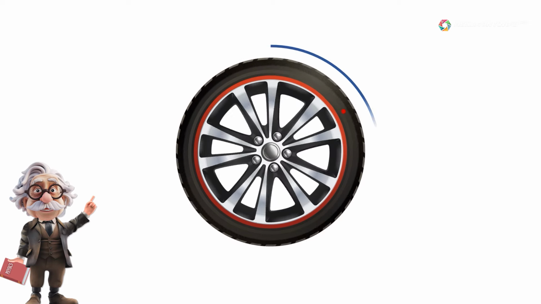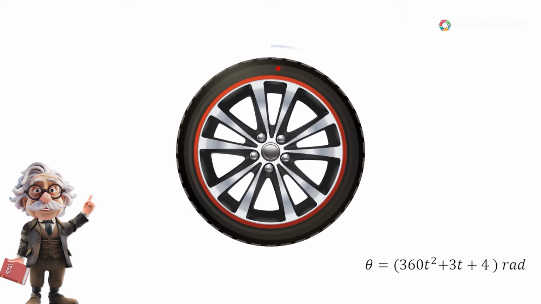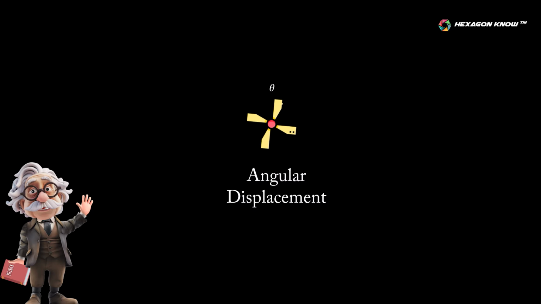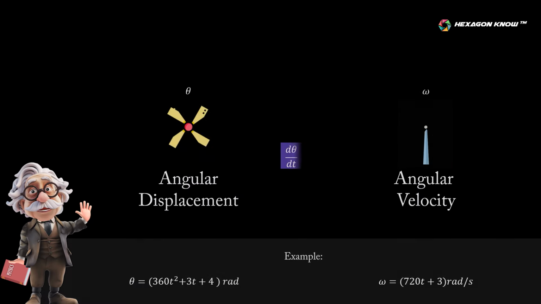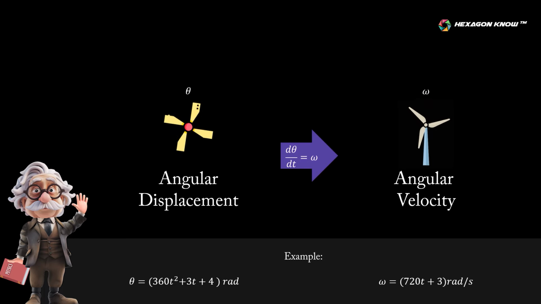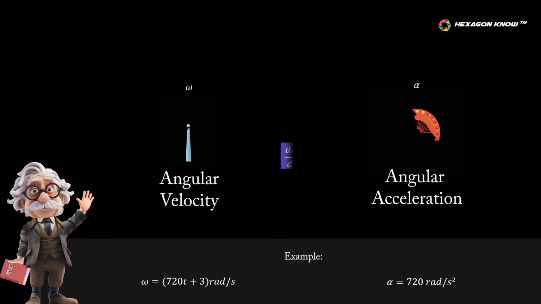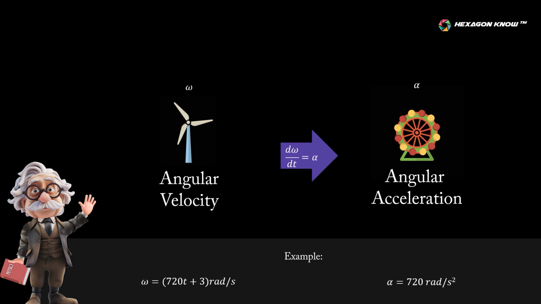If we measure the location of this point over a period of time, we can calculate how much the wheel has turned over time, which is called the angular displacement. If we take the time derivative of angular displacement, we get the angular velocity. If we take the time derivative of angular velocity, we get the angular acceleration, which represents how fast the angular velocity is changing with respect to time.